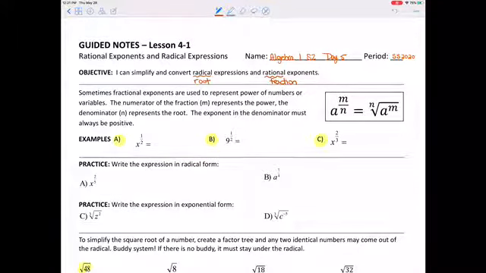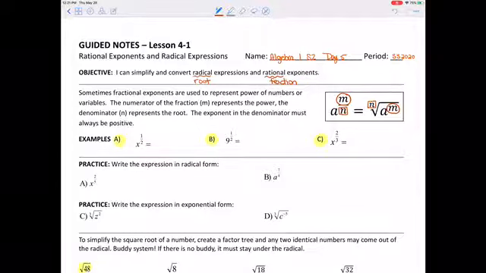When we have this fractional exponent, the numerator, or the top of our fraction, represents the power we're raising the number or the variable to. The denominator of the fraction is the root of the number that we're trying to take. The exponent in the denominator must always be positive. So if we're doing a negative exponent, we're going to treat that as the numerator, the negative value. So let's look at a couple of different examples here.